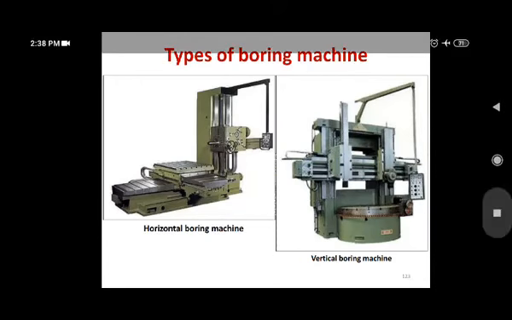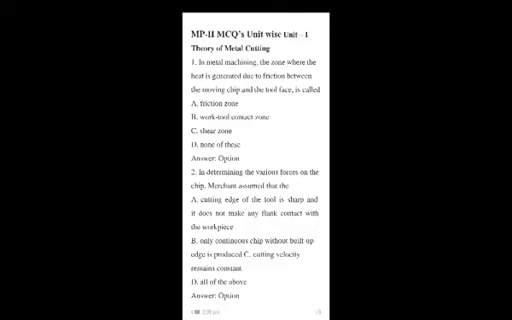So here we are going to see the MCQ on the first unit. So let us see one by one. I will directly say the answer instead of saying all the options. I will tell only the correct answer. In metal machining, the zone where the heat is generated due to friction between the moving chip and the tool face is called a friction zone. Option A, friction zone.